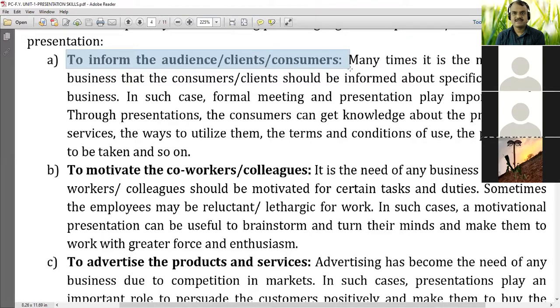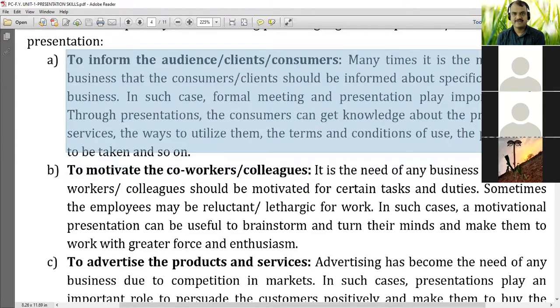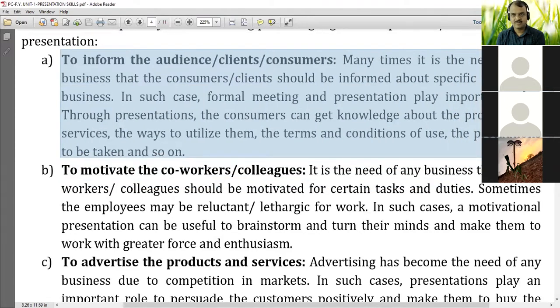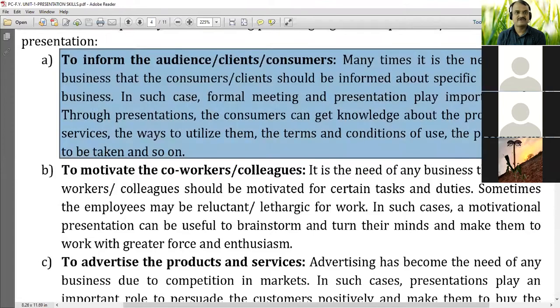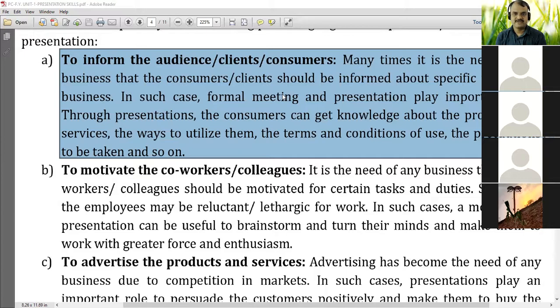So we'll read this highlighted part, the first point of importance of presentation. I'll take a name once again. There is Ganesh Jagdale, roll number 30. Am I audible to you, Ganesh? Yes, sir. Please go ahead.